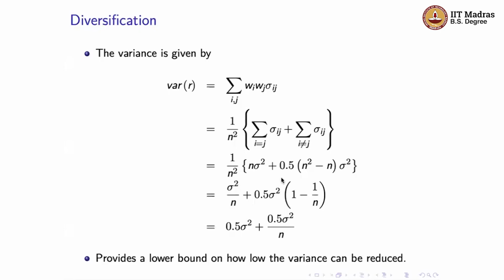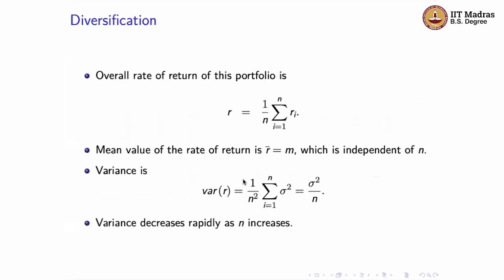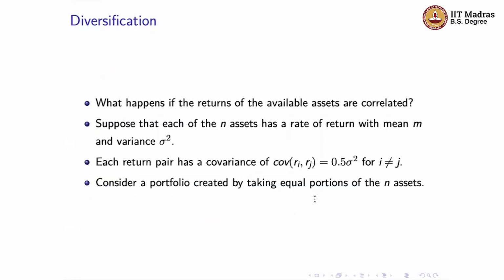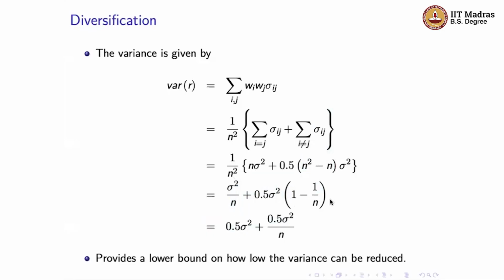Now, if you simplify this a bit, for example, if you expand this bracket, you end up getting sigma square by n plus 0.5 sigma square. And if you then divide the term in the bracket, n square minus n, by n square, you end up getting 1 minus 1 by n, right? Now, if you compare this expression with the one that we had before, remember earlier we had just got sigma square by n. So here we are getting sigma square by n plus some positive term, right? So what that tells us is that the variance here is going to be higher compared to the case where you didn't have this covariance, right?